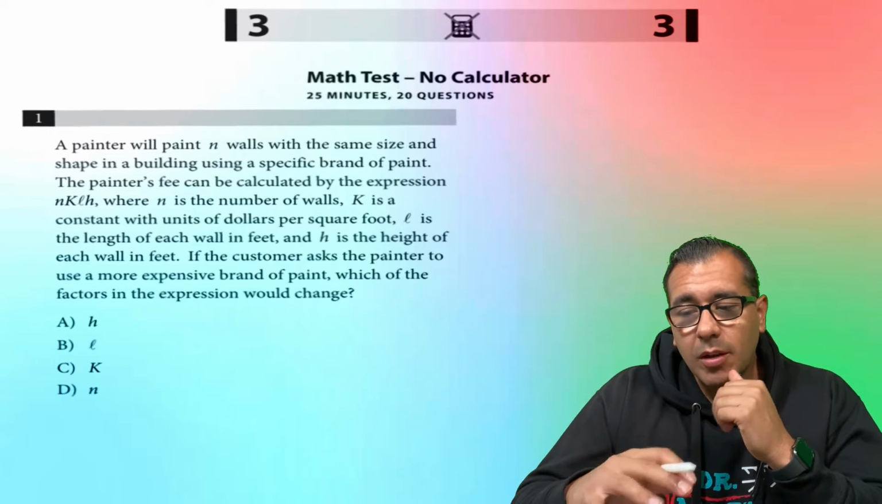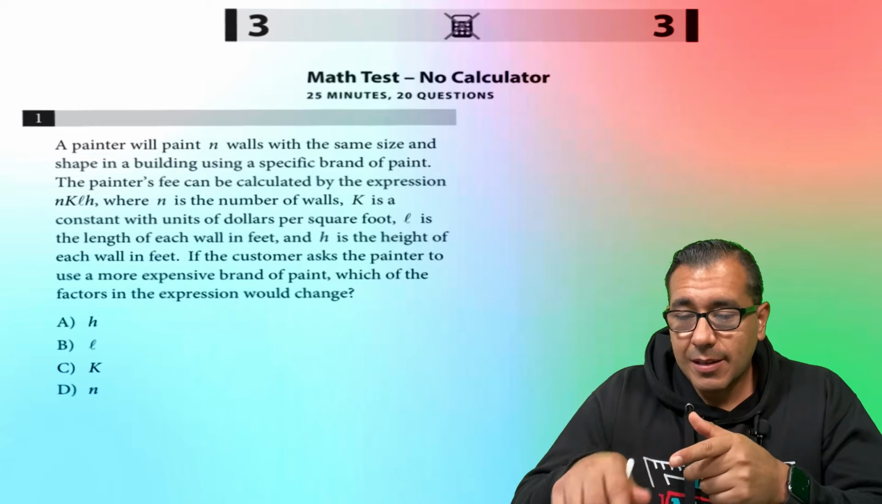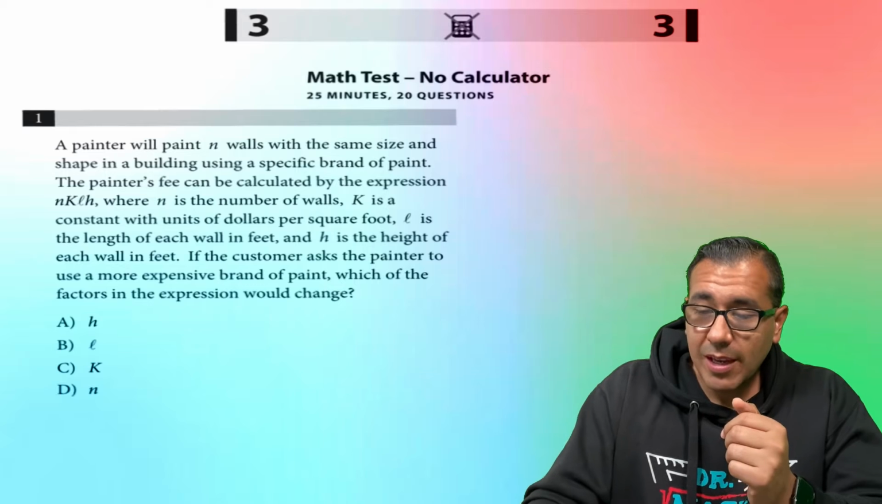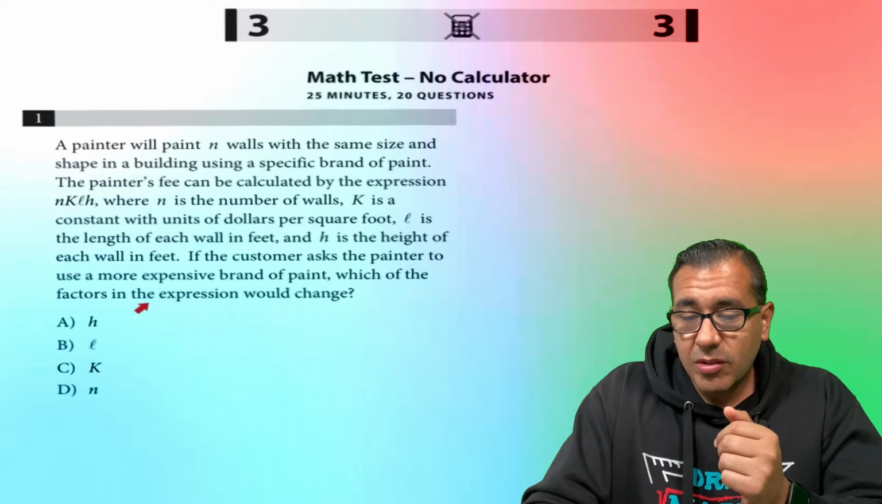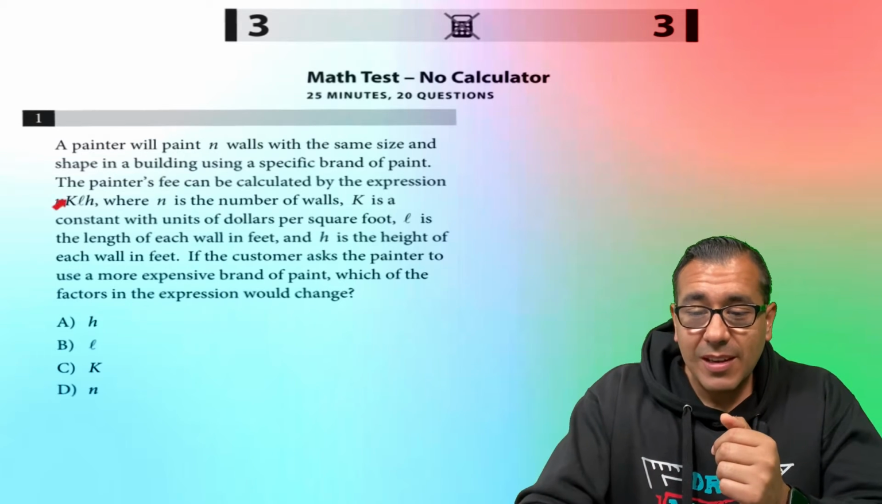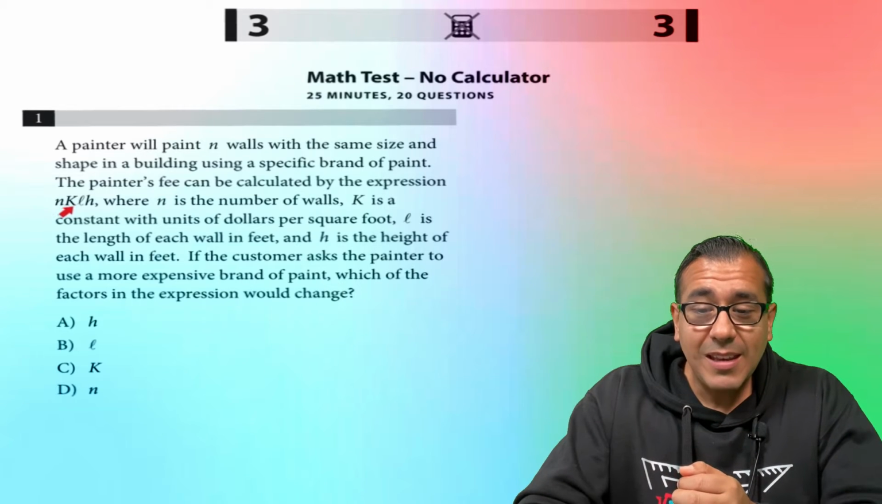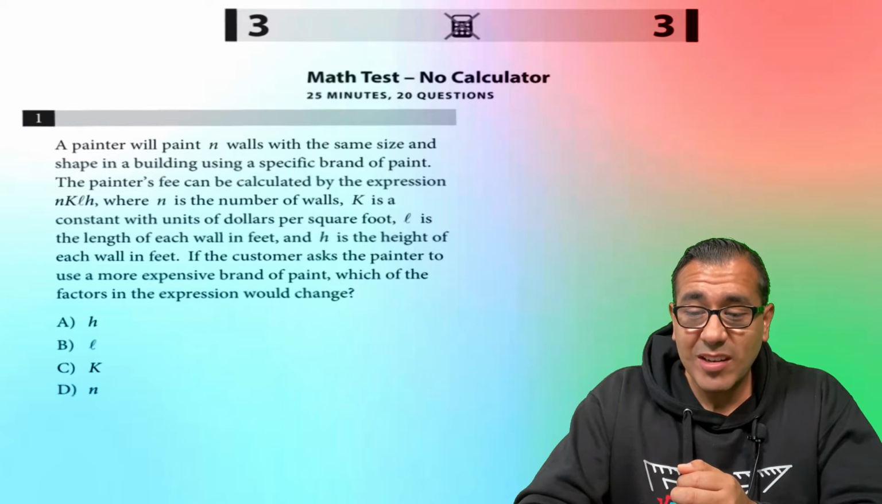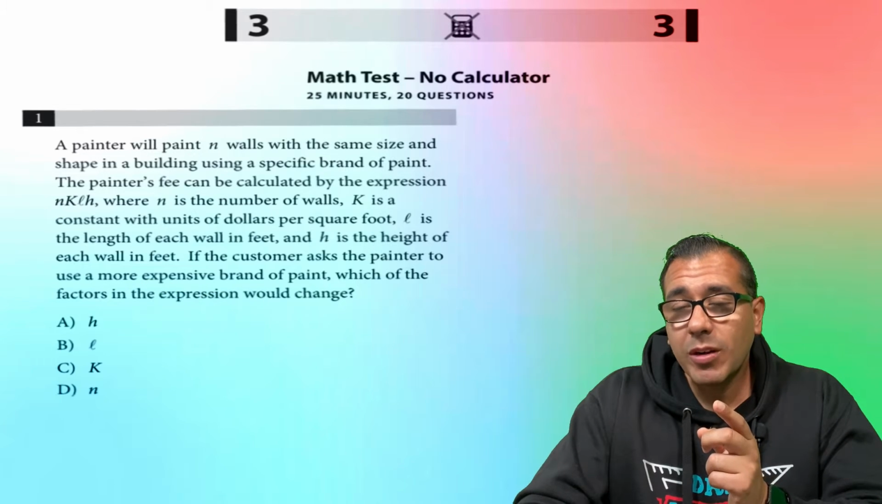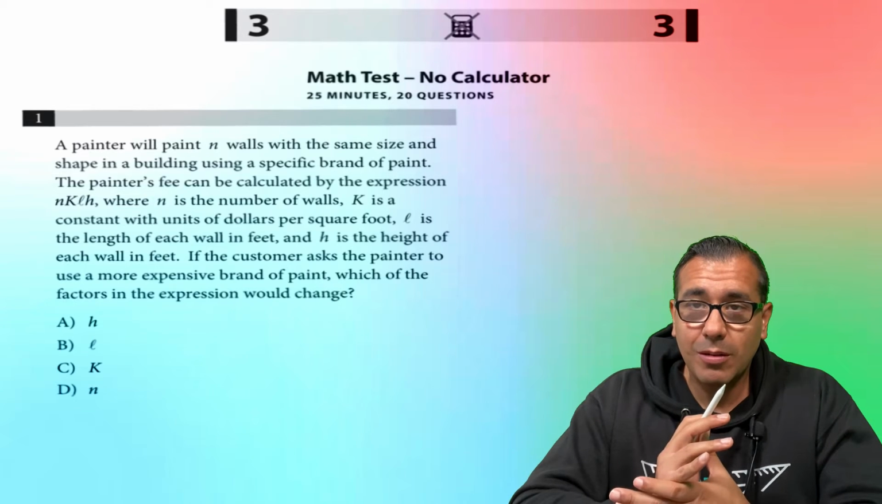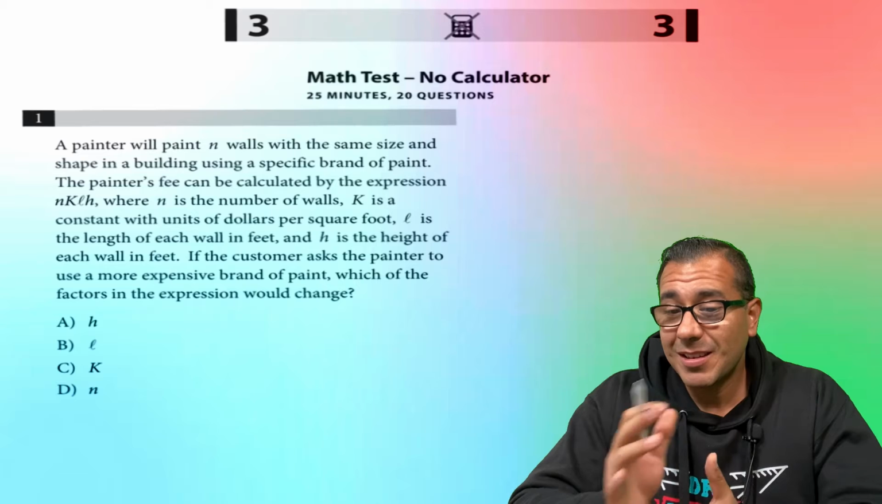And so let's dive in here and let's zoom into, what are they asking us? So they're saying which of the factors, and when they say factors, a factor is something that's being multiplied. So the N, the K, the L, and the H, all those are factors. Which one is changing? And look what they said. We're using a more expensive brand of paint. What does that mean? It's gonna cost more, right? If it's more expensive, that relates to the cost.